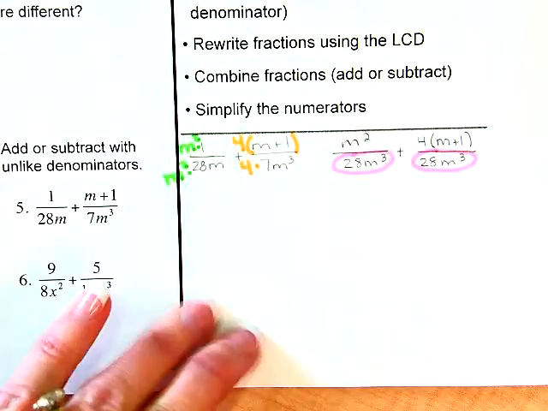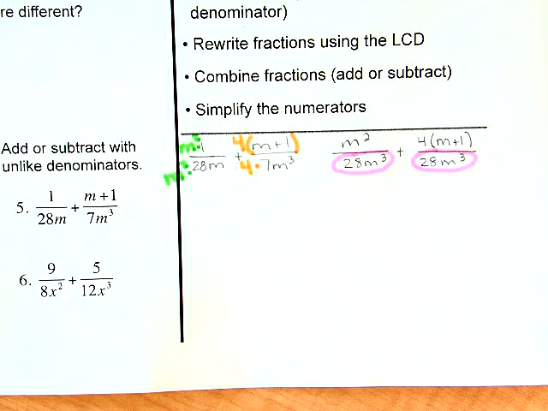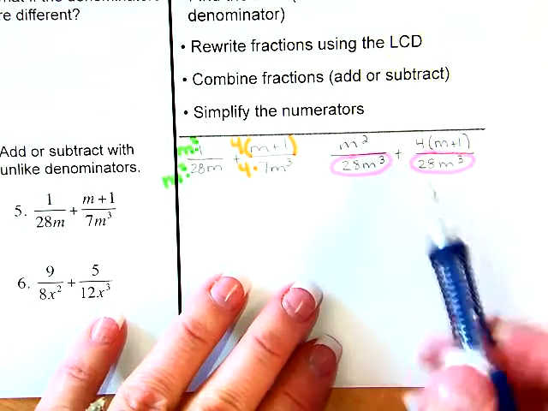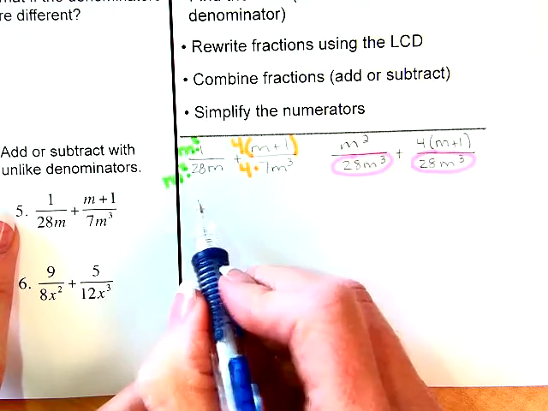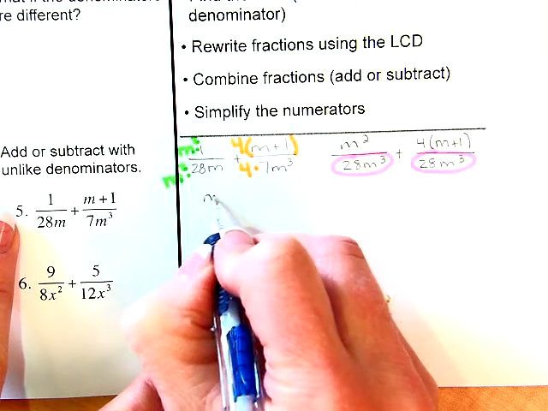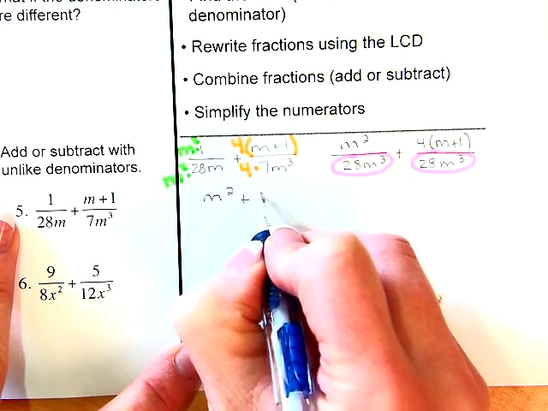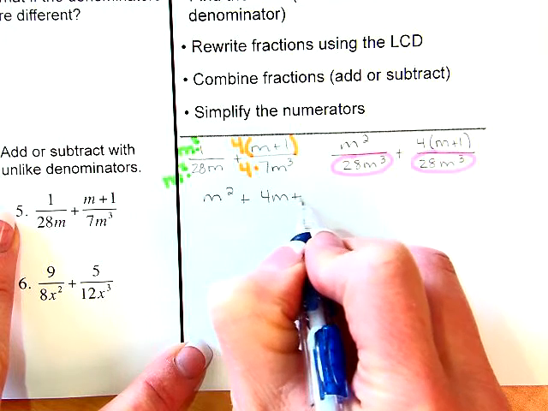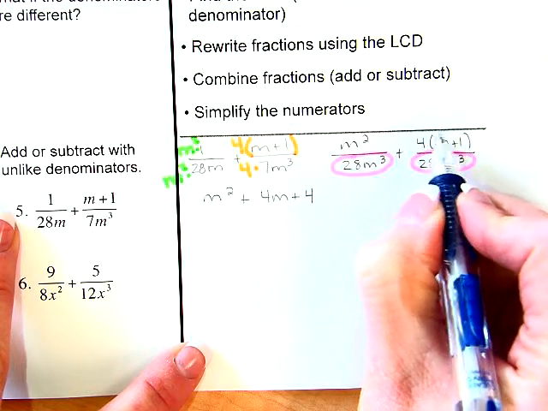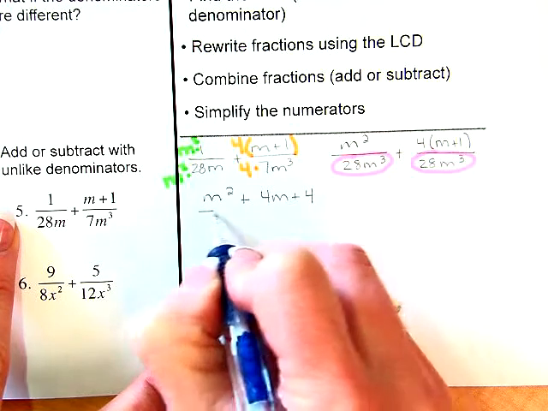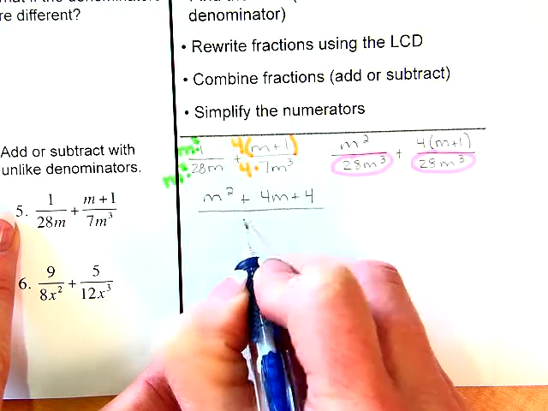Now we can do the numerator. So we're going to simplify the numerator. We're combining. I'm going to start over here. We have an m squared plus a 4m plus 4, because I have to distribute that 4, all over 28m cubed.